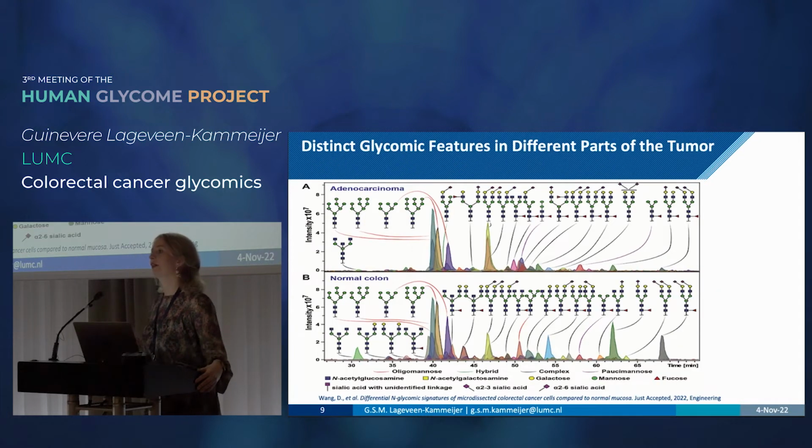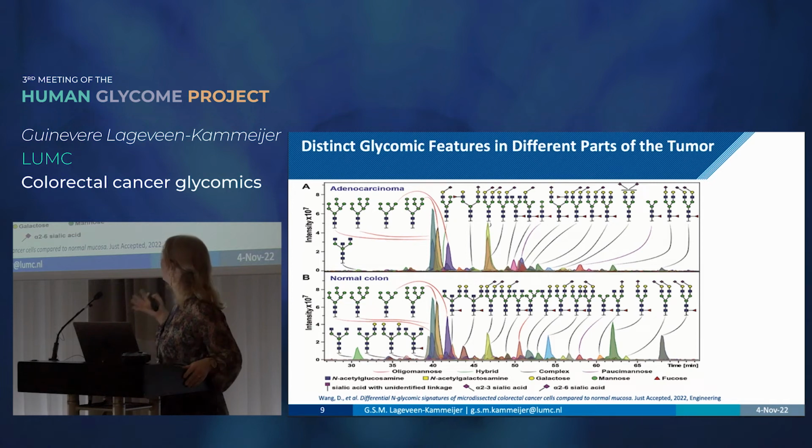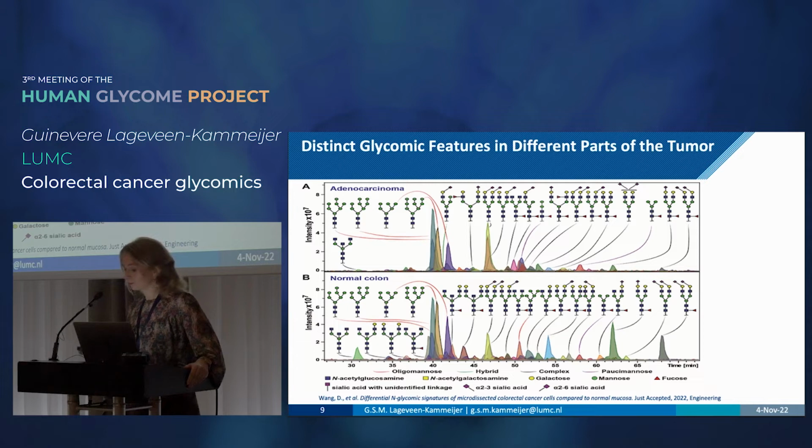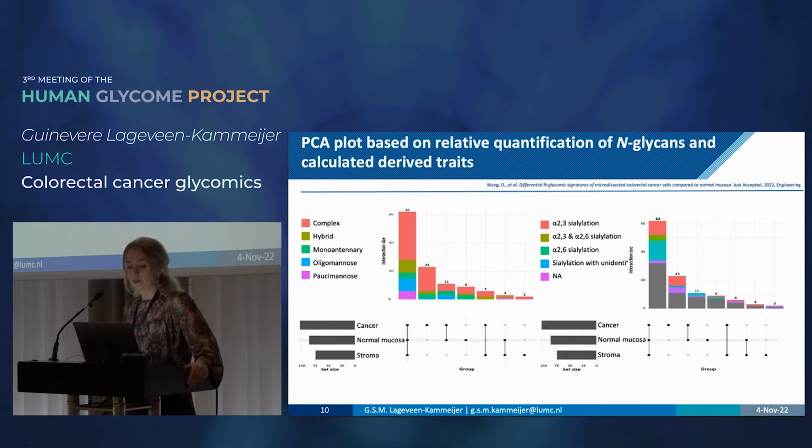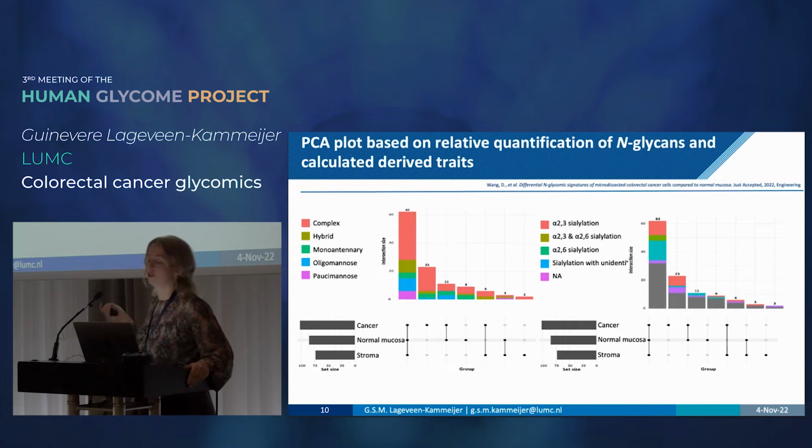Going back to our study, just to show you an example of how such an N-glycome profile looks: on top we see adenocarcinoma, below we see normal colon. You can see that this region is rather similar, but over here we see quite high diversity in normal colon compared to adenocarcinoma. Diving a little deeper, we observed that around 60 N-glycans are shared between cancer, normal mucosa, and stroma. With that, 23 N-glycans were unique for cancer, so they were not detected in the normal mucosa at all.